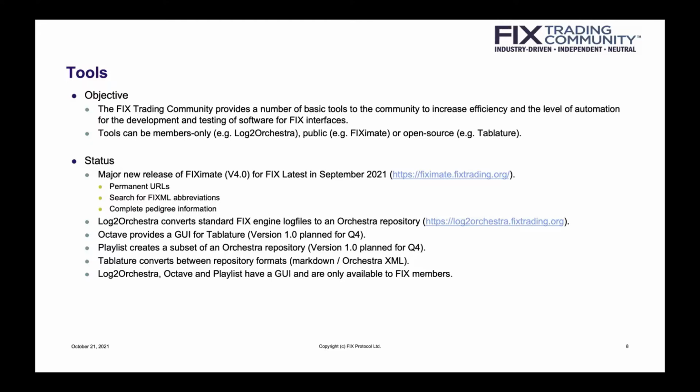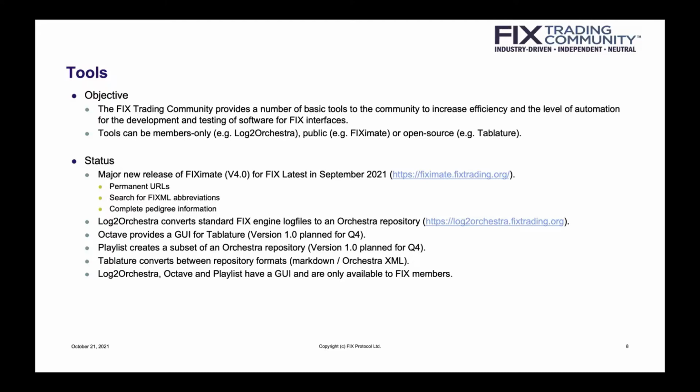So the current status: I talked about FIXimate 4 just being released with extensive new features. Log to Orchestra is out there as version 1.0. Version 1.1 is about to be released. Octave and Playlist are in the making, and Playlist is of interest. It allows you to interactively select a subset of an Orchestra repository, to actually click on boxes, to click on messages, fields, components, values, to say this is my interface, and then it creates an Orchestra XML file for you.